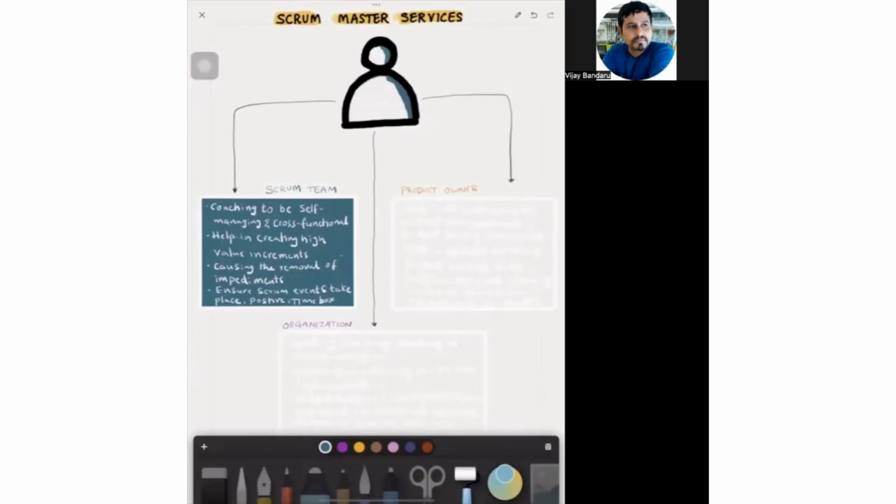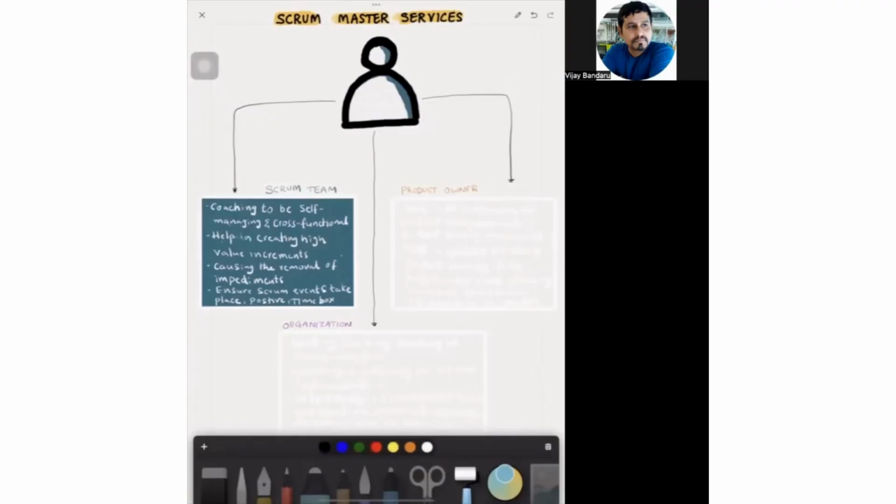And also ensure Scrum events take place positively, time-boxed, and productively. That means ensuring that sprint planning, daily Scrum, review, and retrospective happen in a highly engaging, interactive, collaborative, and transparent environment, and that they are also time-boxed.